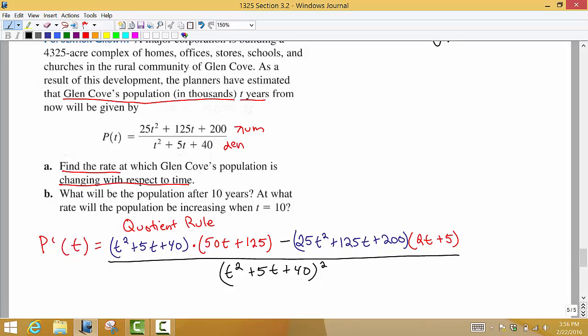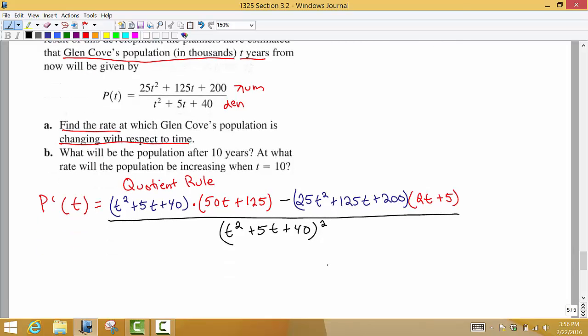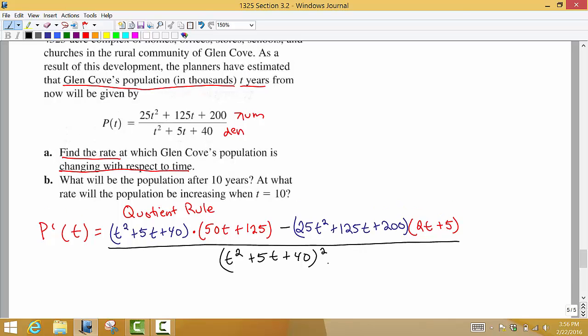So we're asked to find out what the population will be after 10 years. So we are looking for two things. First of all, we're looking to plug t into the original equation to find the general population at that time. And then we are asked to find the rate of change at that point.